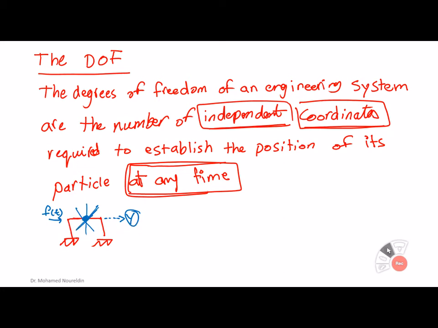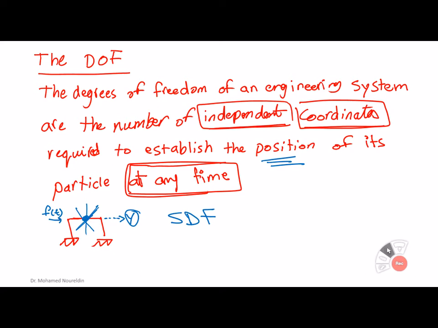So this one we call single degree of freedom, SDF. Single degree of freedom means that only one coordinate is required or necessary in order to describe the position of this particle or this mass at any time. We're talking about time here.